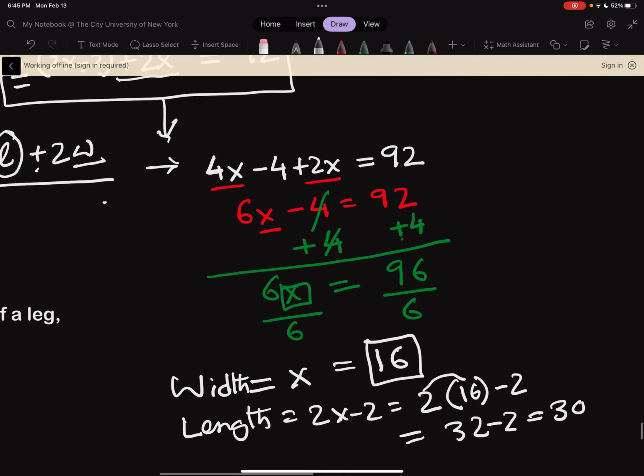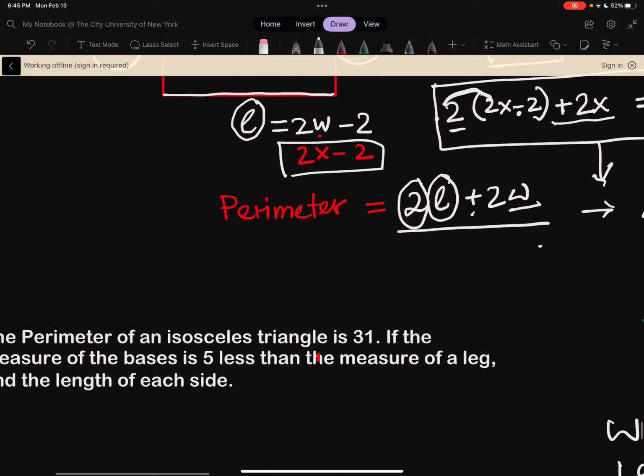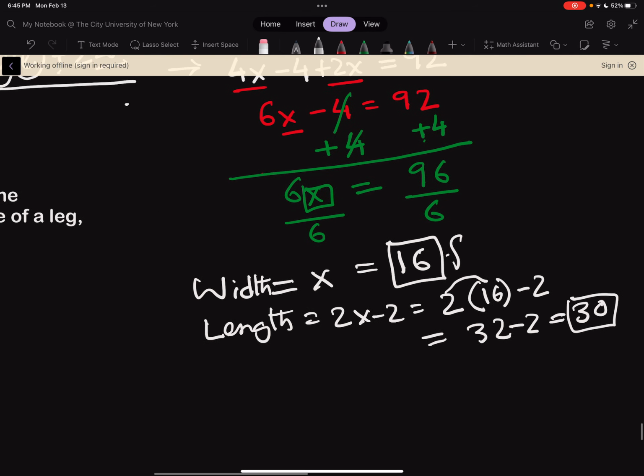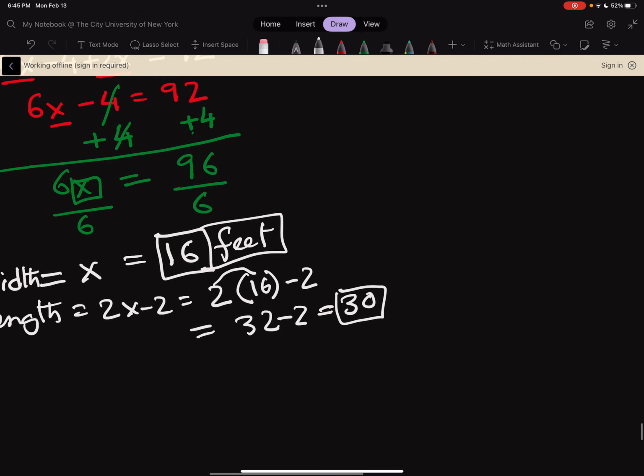And remember, once it's geometry, dimensions are in action, so you have to remember about the units. So the length is 30 feet, and the width is 16 feet. Let me put them in one box since they're the answers.